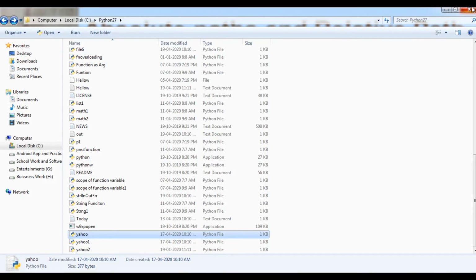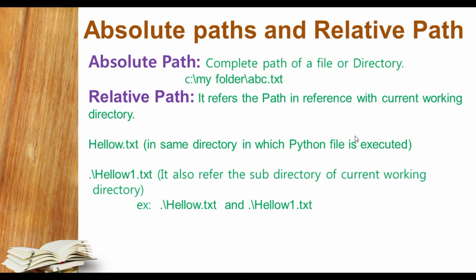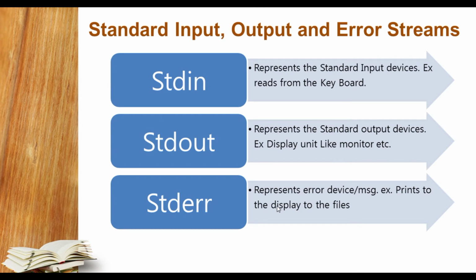Now we have to come back to the next topic again: standard input, output, error streams. First of all we have to understand what streams are. A stream is the flow of data from one platform to another platform. So there are 3 types of streams in Python: stdin, standard input; stdout, standard output; and stderr, standard error.